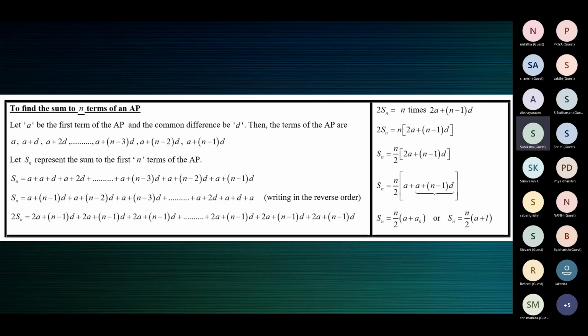You can find the sum only for a finite AP. If it's an infinite AP, you cannot find the sum of all the terms, because you don't know where the AP ends. How will you find the sum of all the terms? If it's an infinite AP, they'll say find the sum to the first so many terms.